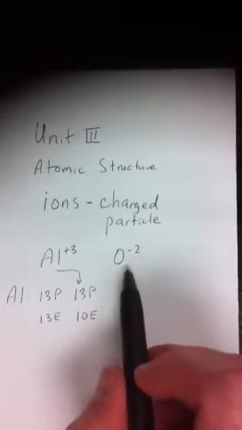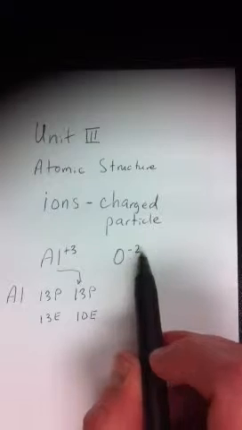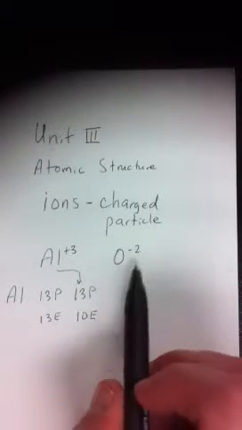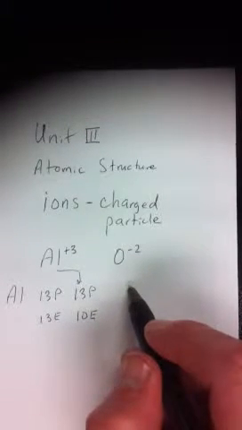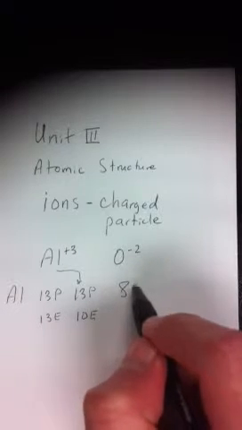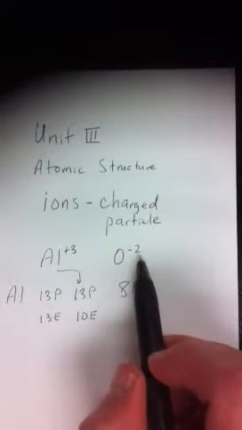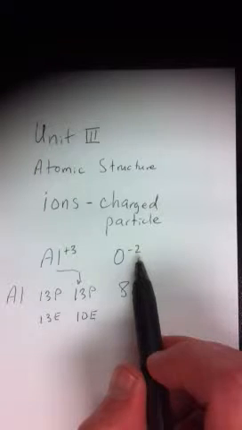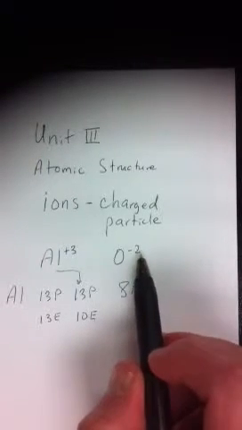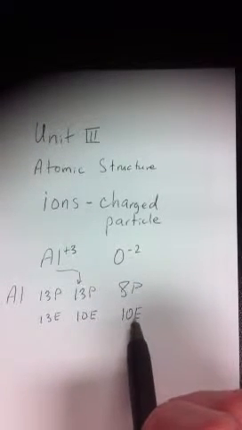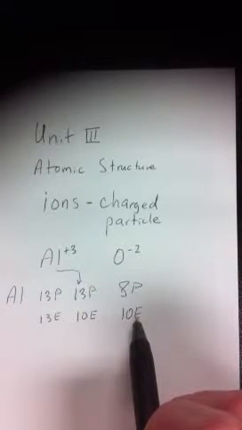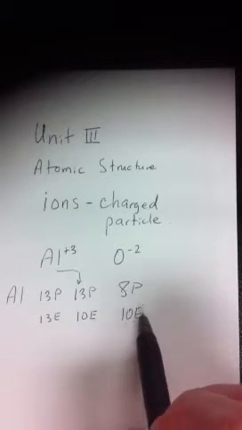Oxygen. If oxygen has a charge of -2, and I'm giving you the charge, well, the protons do not change. So looking at the periodic table, 8 protons. The way that something becomes negative is that it gained 2 electrons. So it would have 10 electrons. It would also want to have the same number of electrons as the closest noble gas, which again, the closest noble gas by number is neon.